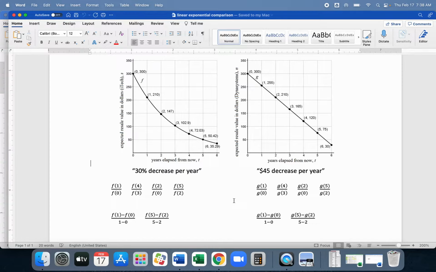So in the first example, the exponential relationship, that curved graph, where we've got a percentage decrease per year, what's the value of this first expression? f(1) divided by f(0), meaning the y values in quotient. If I were to reduce that, what does it come out to? Should be a nice decimal. Thoughts?